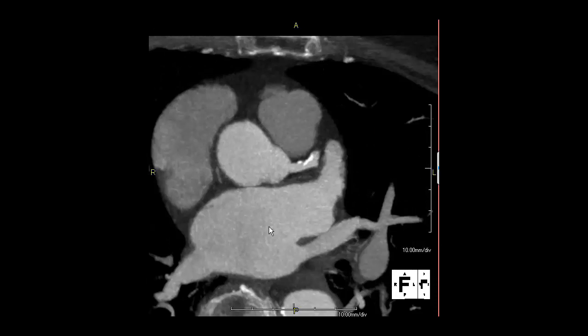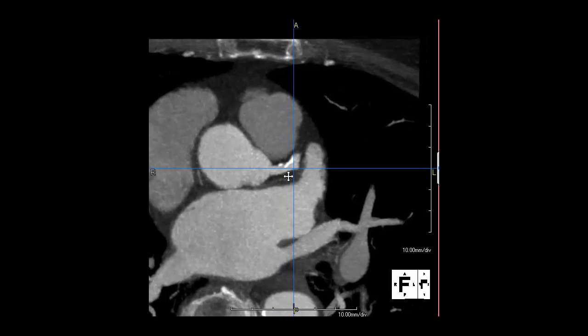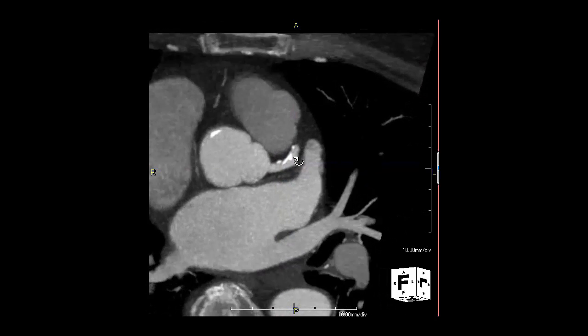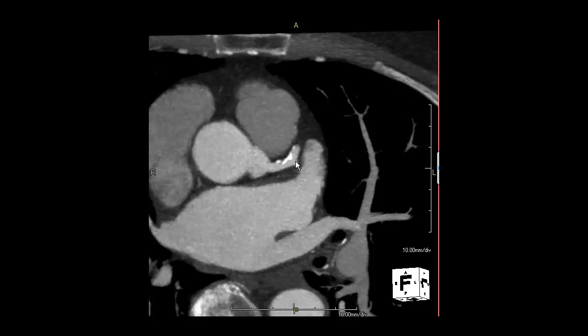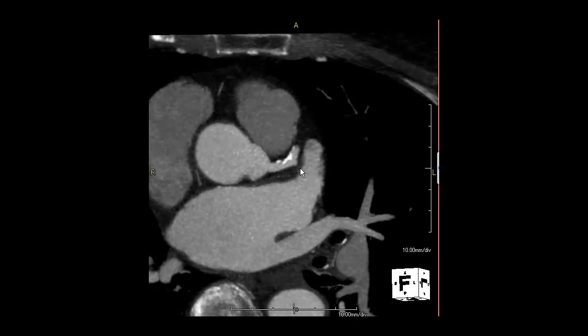We commence looking at the coronary arteries by beginning with the left main. The ostium of the left main appears to be normal. There is some eccentric calcified plaque in the left main. This is mild to moderate and, in my opinion, would be considered non-obstructive disease.